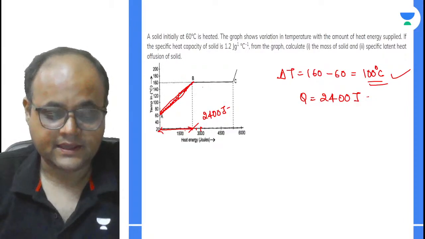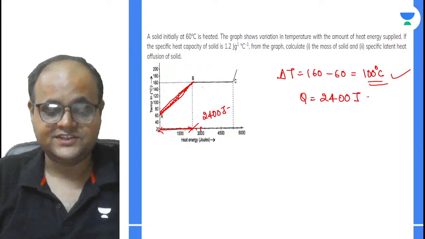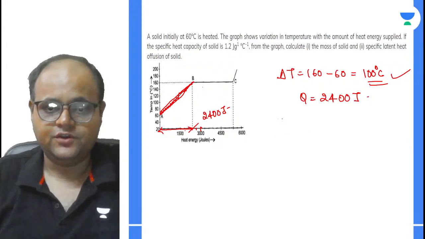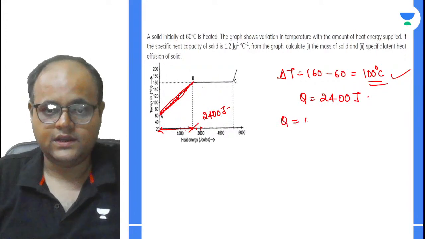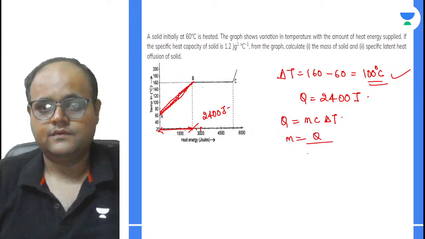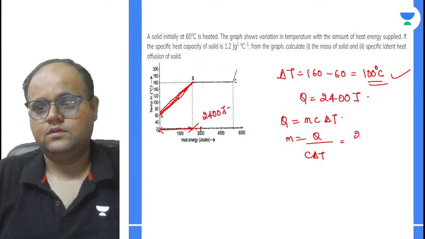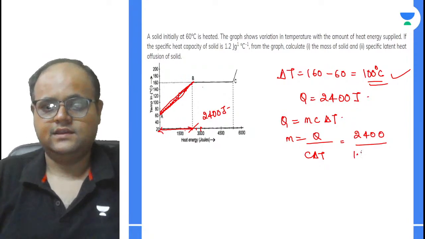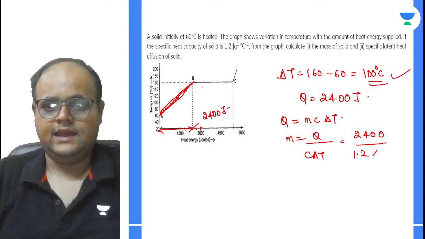We'll see. अभी तो let's first clear the first part. ठीक है ना. So 2400. Now what you have to do is you have to find Q is equal to MC delta T. So M will be Q upon C delta T. What is Q? 2400. What is C? This, and delta T is 100. So I can see it's 20 grams.